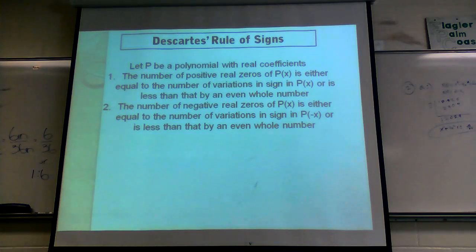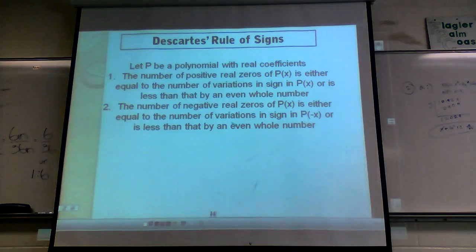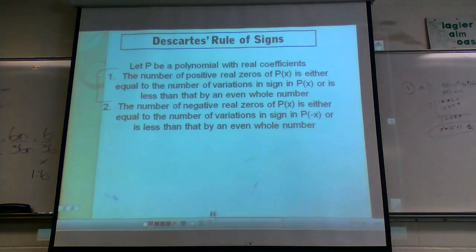Okay, you gave an example and said if there were 3 variations, or 1, but I thought it was also an even whole number. Let's just say, for example, I was checking this, and you subtract. So if I said there were 3 sign changes in it, that would mean there is a possibility of having 3 positive real zeros.